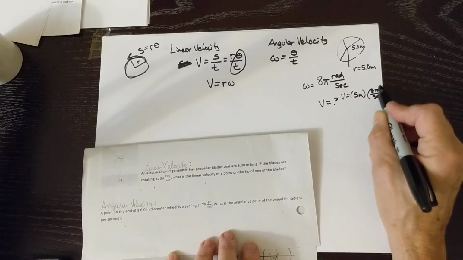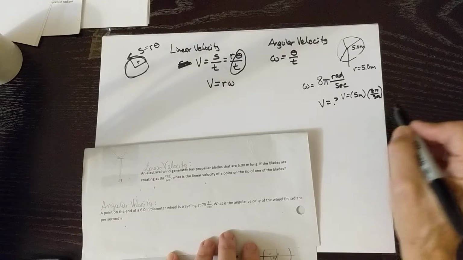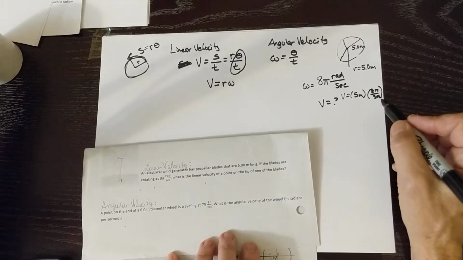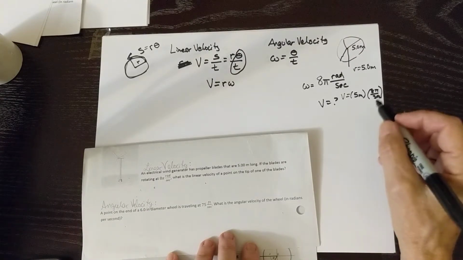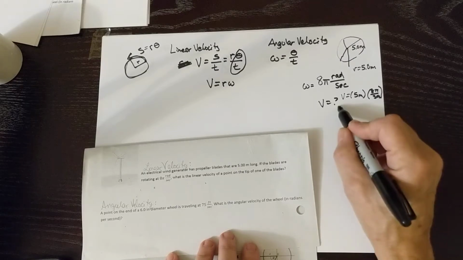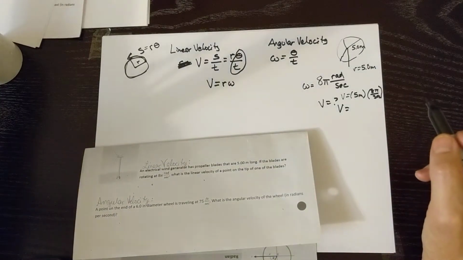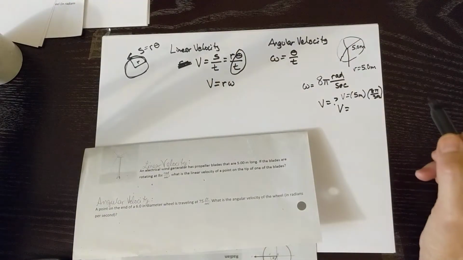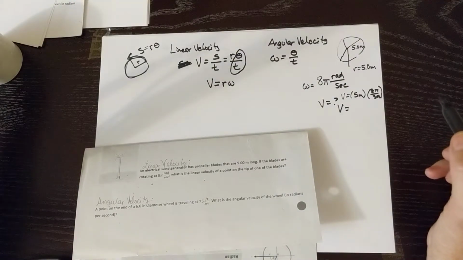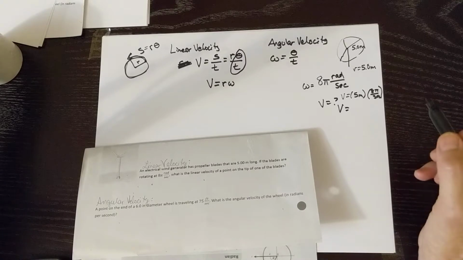I'm just not going to write the radian part. I'm just going to write the 8 pi. That's 40 pi meters per second is what that ends up being. And if you multiply that together in your calculator, you get that the linear velocity is equal to, I already did this one, so hang on a second.